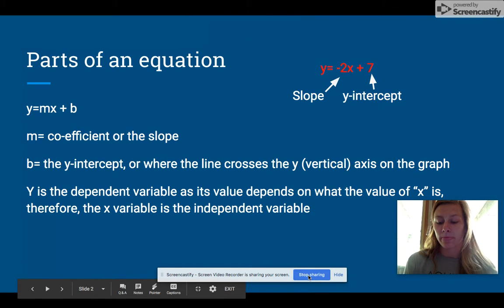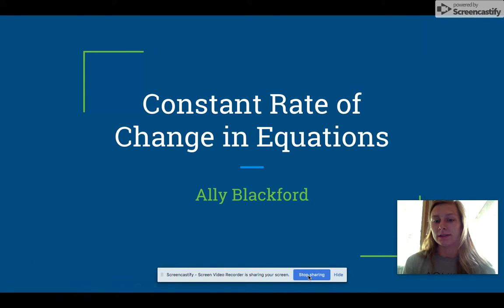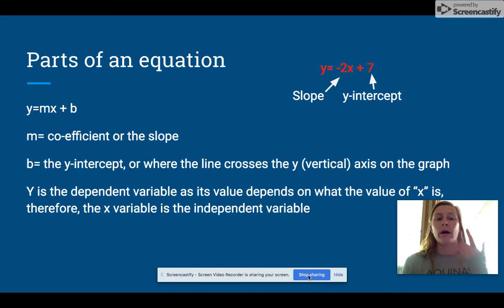So today we are going to talk about the constant rate of change in equations. To begin, let's first talk about the different parts to an equation. One of the most common types of equations is the slope-intercept form, which is y equals mx plus b. m is the coefficient or the slope of the line. In other words, it's the constant rate of change. b is the y-intercept, or where the line crosses the y or vertical axis on the graph.